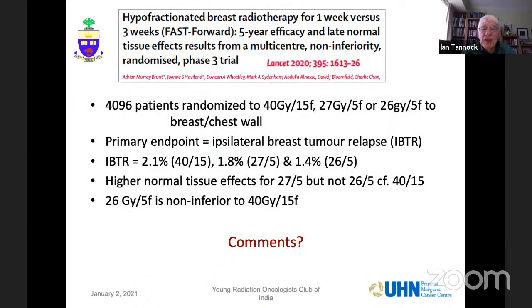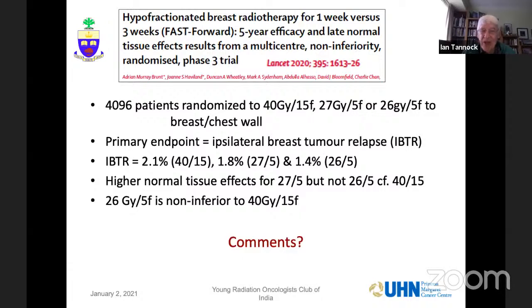Hyperfractionated breast radiotherapy for 1 week versus 3 weeks. This is a very large trial, 4,000 patients, randomized to what might be considered standard of 15 fractions over 3 weeks, 40 gray, versus 27 gray or 26 gray in 5 fractions to the breast and chest wall. Again, some patients had mastectomy, some had breast conserving surgery. Primary endpoint, ipsilateral breast tumor relapse. So obviously what you're trying to prevent.